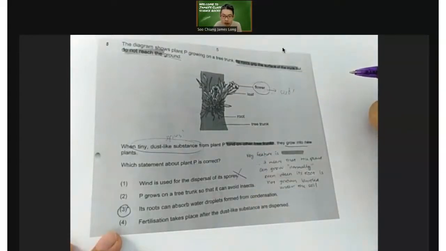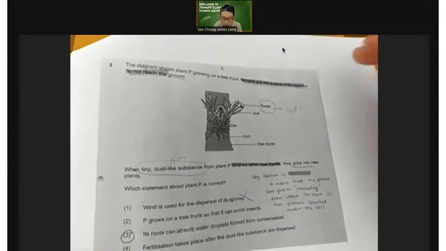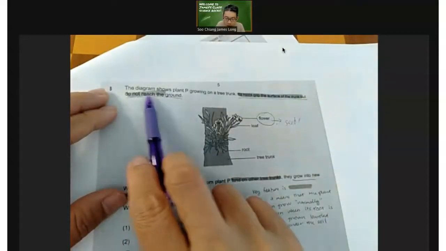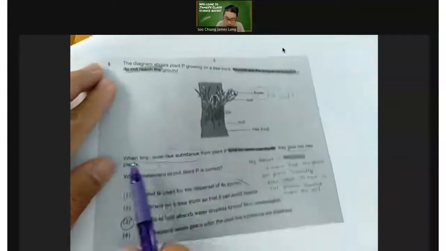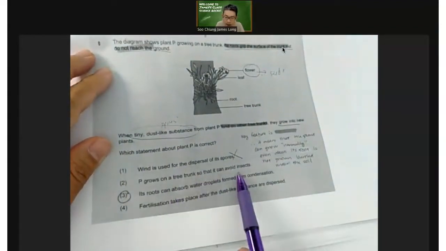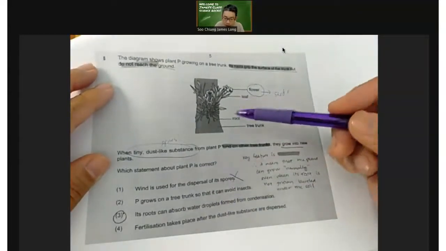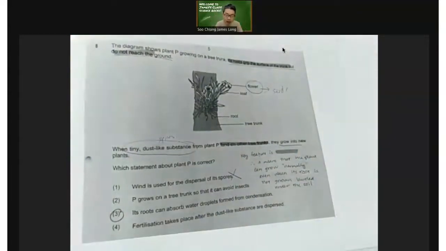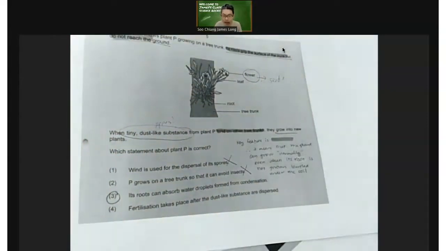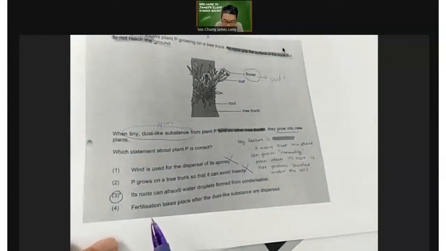P grows on a tree trunk so it can avoid insects. Now, is there any mention of insects or any parasite or any animals that eat this? I don't see any reference to insects eating this plant, therefore it has to hide and grow high up. So this is unfair extrapolation. There's no evidence given in the question for you to infer this. This cannot be the answer.